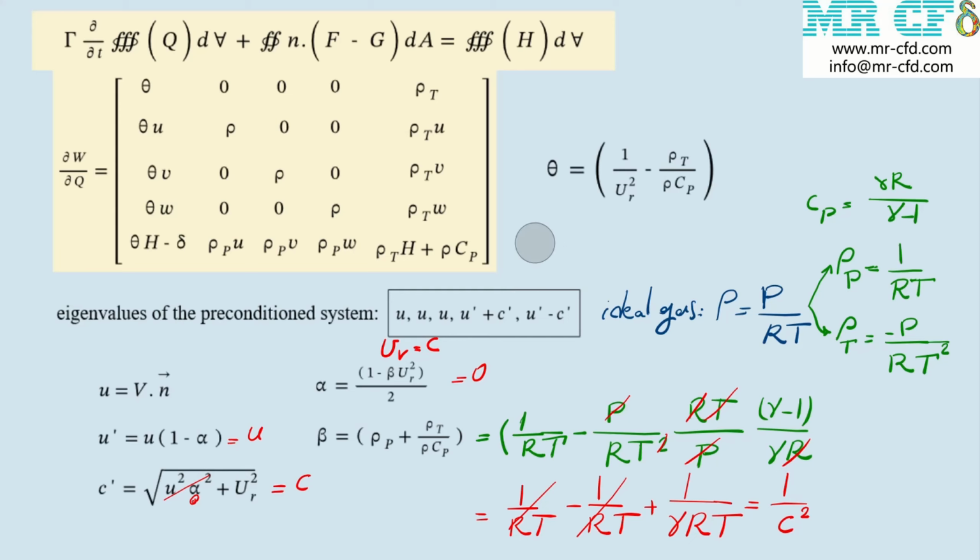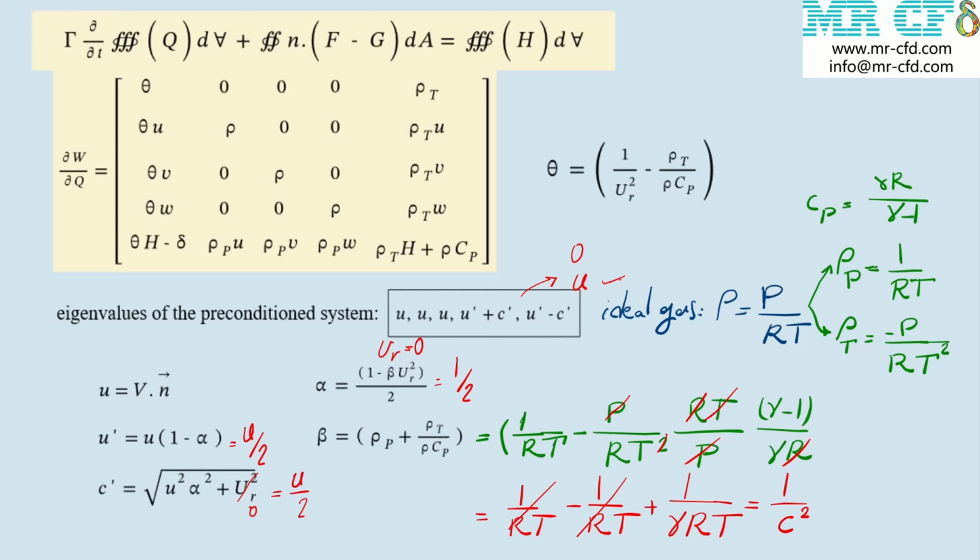Now consider a scenario with very low velocities where ur, the reference velocity, is 0. In this case, alpha would approach 0.5 due to the ideal gas relation, as beta would be the inverse of the square of the speed of sound. C prime would be half of the flow velocity, u, would similarly be half of u. The eigenvalues or characteristic speeds of the system then simplify to 0 and u.